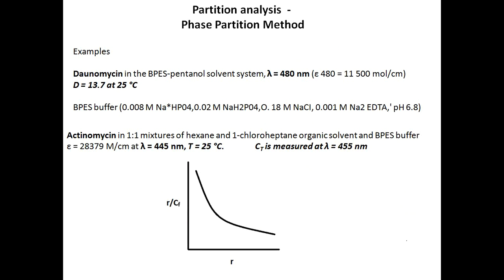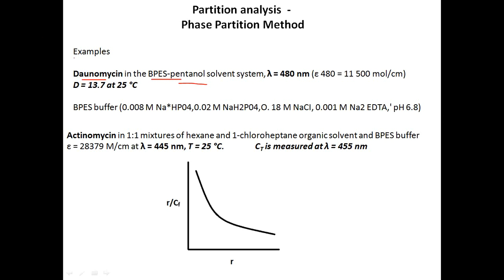Right? So this is an example with respect to dynomycin, which is a double-stranded DNA binder. The buffer system used there is PBS. The DNA and dynomycin are taken in this buffer, and the organic solvent used is pentanol. The lambda max of dynomycin is 480 nanometers, and the epsilon value is known. So using the distribution coefficient value for dynomycin in the pentanol and buffer system, that is 13.7 at 25 degrees Celsius, you can calculate the CF value, and then calculate CT, and you can calculate the binding ratio values using the formula there, right?